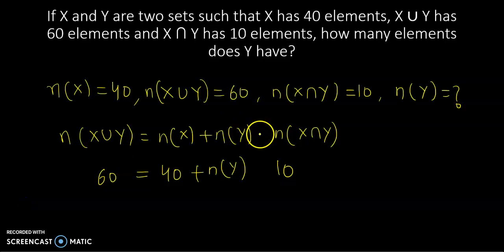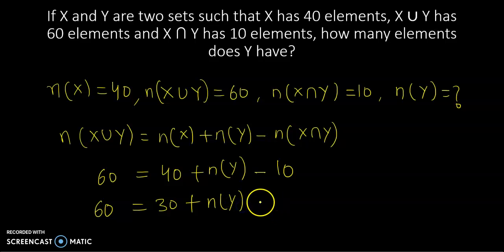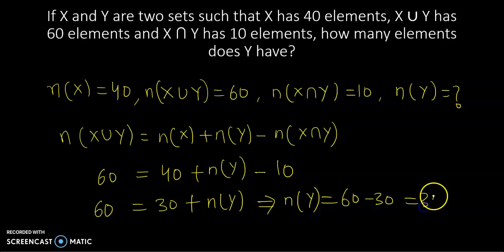So now it is absolutely fine. Now you can simply see 60 is equal to 40 minus 10, that is 30, plus the number of elements in Y. And this shows the number of elements in Y are going to be 60 minus 30, and that gives you a number 30.